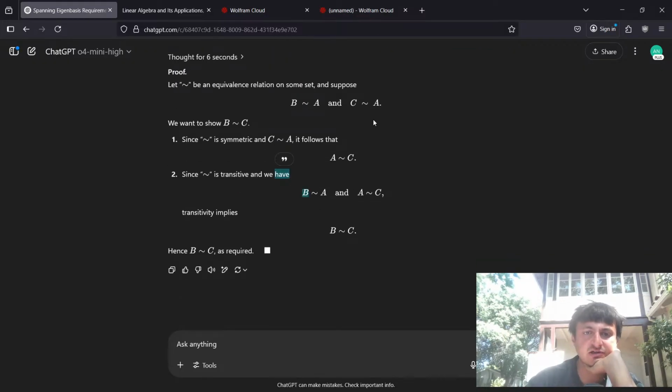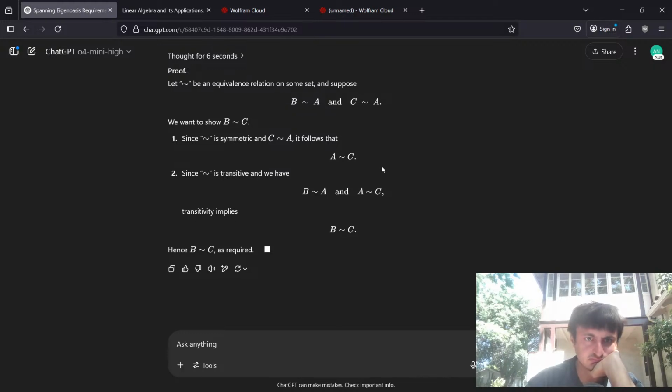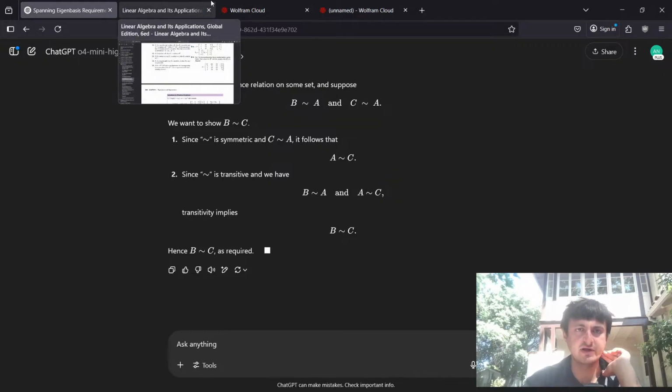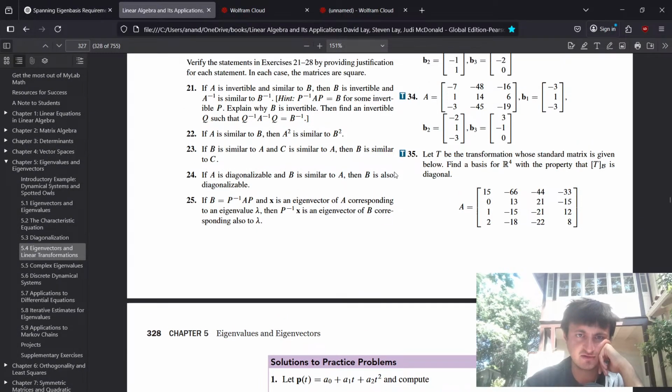Since it's symmetric, okay, yeah. So it's just a direct application of the fact that it's an equivalence relation.